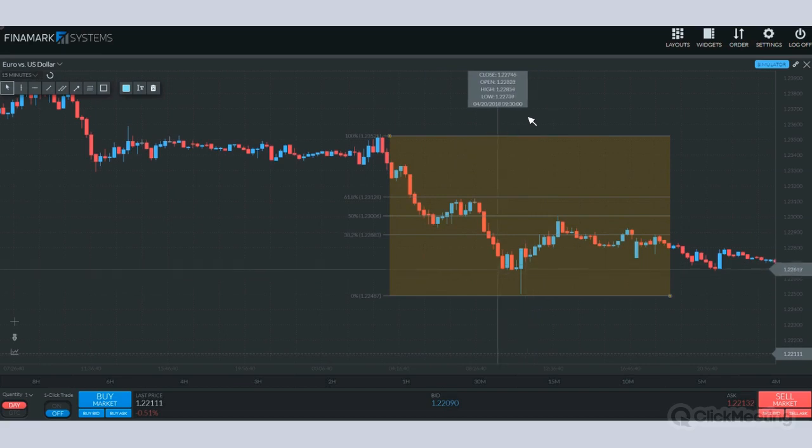But nonetheless, going back to what I was talking about. So going from the high to the low, we're given some levels. We have our 38.2 down here.